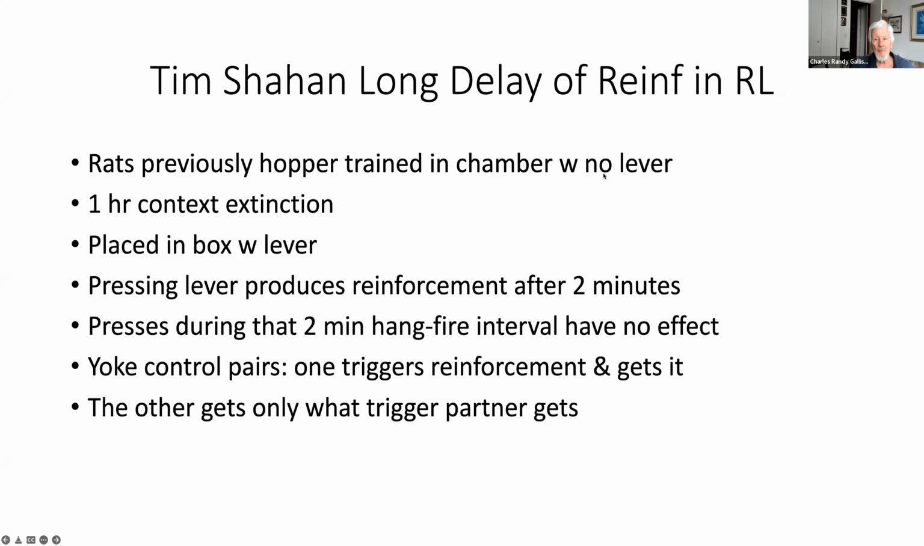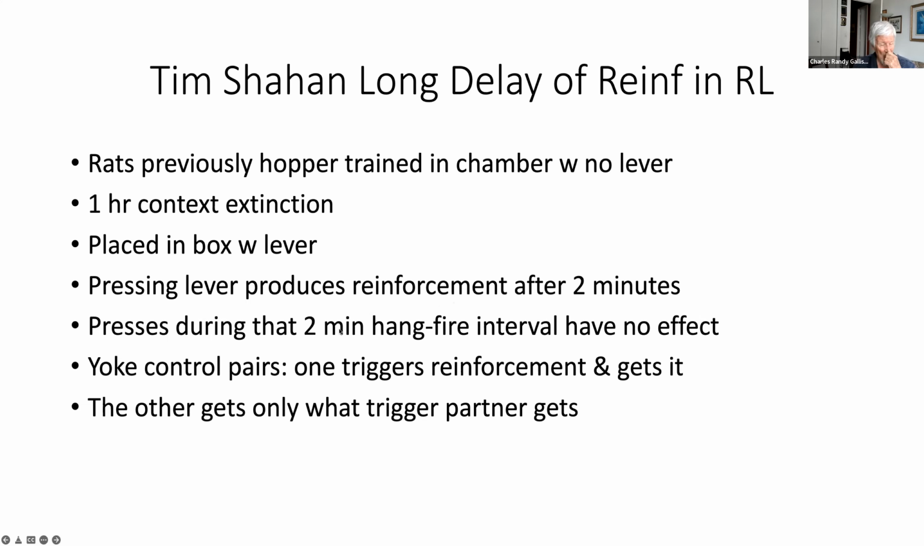So they were hopper trained, the usual sort of drill, so that they were used to eating out of the food hopper. And then they had an hour of context extinction. This is very important. This was essential to reduce their, basically to bore them so that they weren't running around and doing much. And then they were placed back in the box that they'd been hopper trained in, but now there was a lever in that box. And rats, being the curious creatures that they are, noticed that lever sooner or later, and gave it a press, and often several presses, particularly initially.